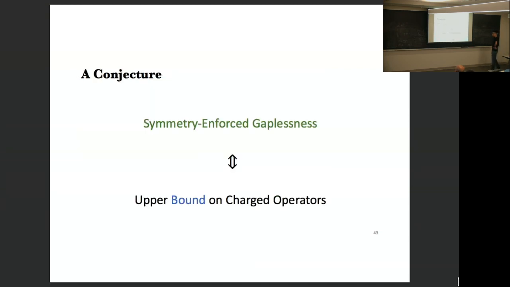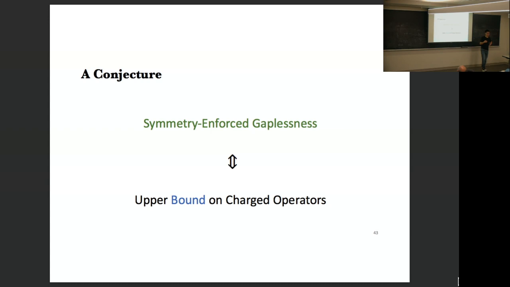But then it's kind of reasonable to guess that whenever you have such an anomaly that cannot be matched by a TQFT, there has to be some bound on your quantum field theory data. So one direction is clear. If you have a bound, of course the anomaly has to be of that kind. Otherwise, I just give you the TQFT example, and that would be a counterexample to the bound.